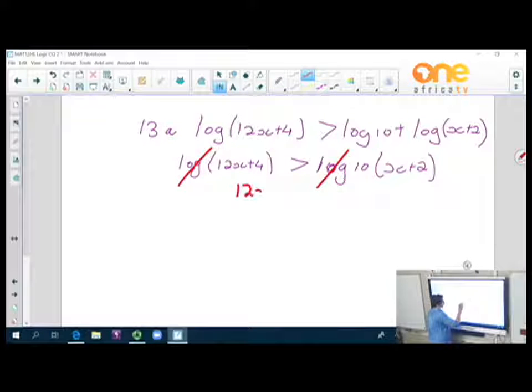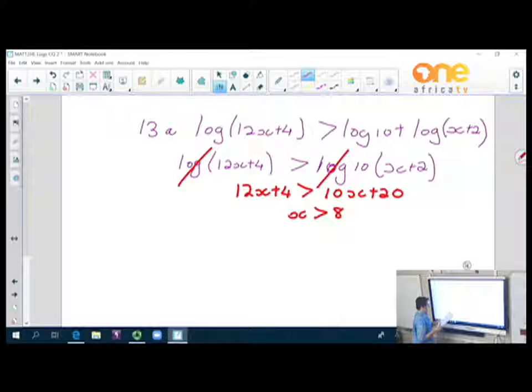So 12x plus 4 is more than 10x plus 20. So we just bring the 10 over and solve the value there, and I have that 2x is more than 16 and x is more than 8.